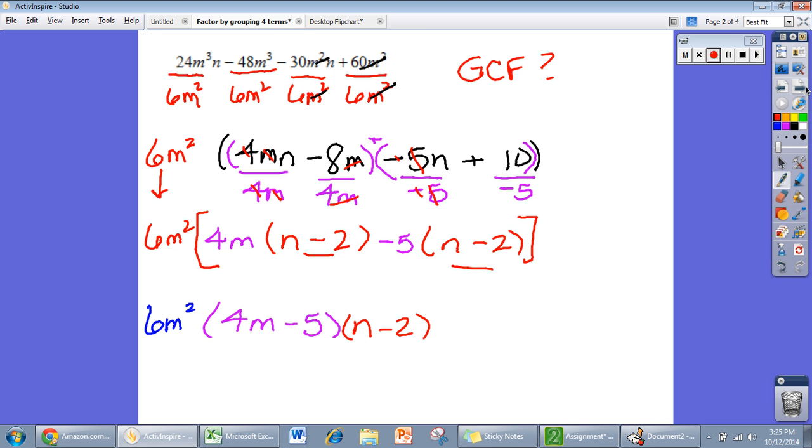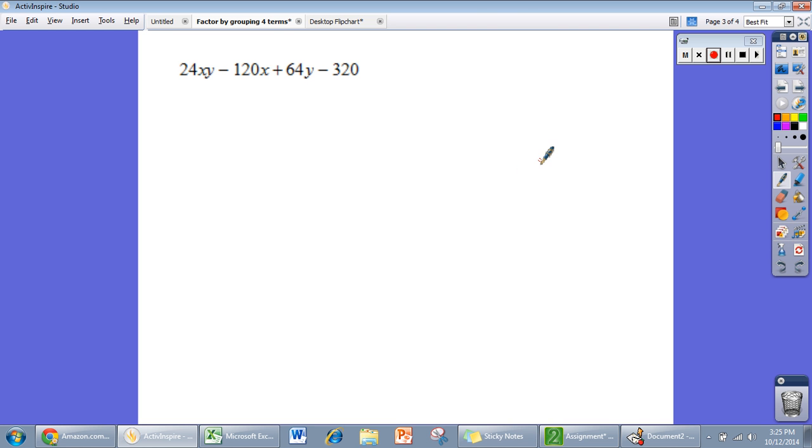My last problem, and also my last problem, I'm also going to show you how to check these by multiplying them back through. My last problem, I'm looking at this to see, do I have a greatest common factor? I'm hoping, because this is an awful big number, these two, I'm thinking I can divide all these terms by 8. Verifying in my calculator, I can. So I'm going to divide each of these by 8.